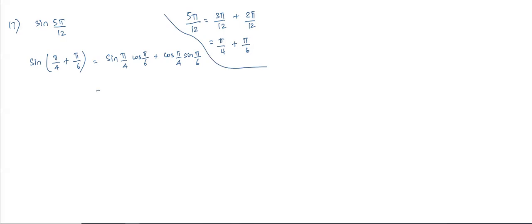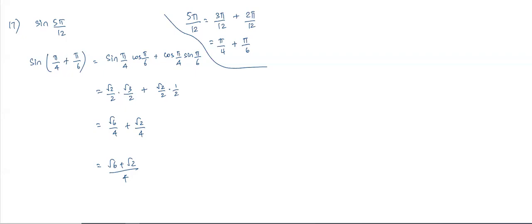Sine pi over 4 is root 2 over 2, times root 3 over 2, plus root 2 over 2 times 1/2. Combine this: root 6 over 4 plus root 2 over 4. Put it under one radical and you are done. So that is question 17.